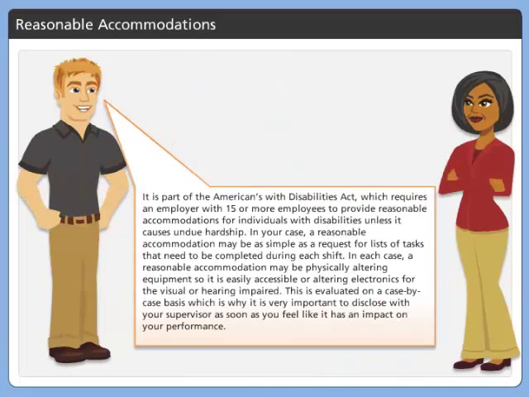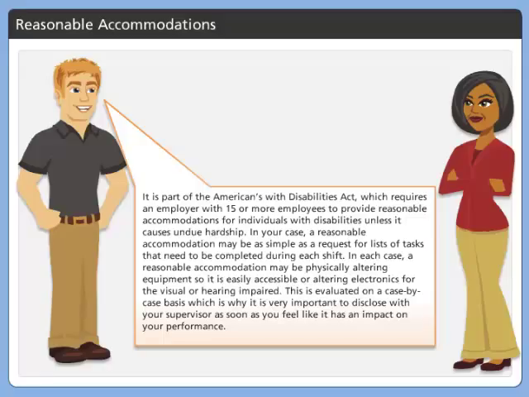It is part of the Americans with Disabilities Act, which requires an employer with 15 or more employees to provide reasonable accommodations for individuals with disabilities unless it causes undue hardship. In your case, a reasonable accommodation may be as simple as a request for lists of tasks that need to be completed during each shift. In each case, a reasonable accommodation may be physically altering equipment so it is easily accessible or altering electronics for the visual or hearing impaired.